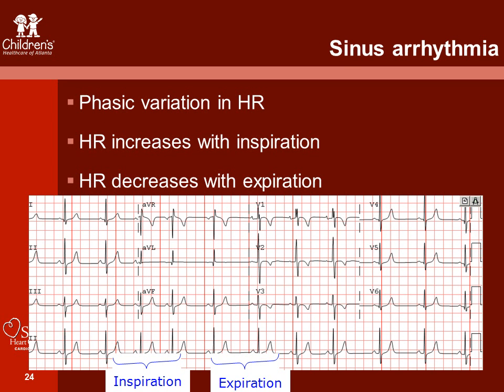Sorry, again it skipped. For sinus arrhythmia, as I mentioned, there's phasic variation in the heart rate, whereby heart rate increases with inspiration and decreases with expiration. And as you can see on the EKG strip at the bottom, there is an increase in the rate with inspiration and a decrease in the rate with expiration. Again, this is normal. It is seen in healthy hearts and oftentimes in athletes as well.